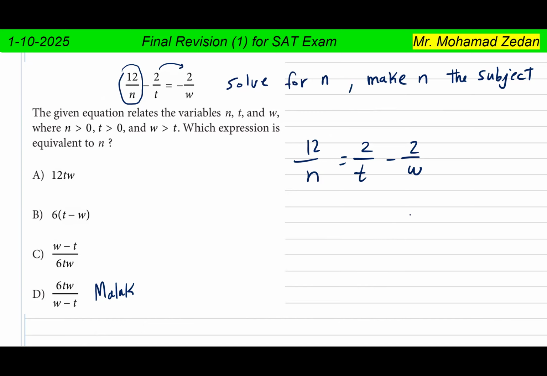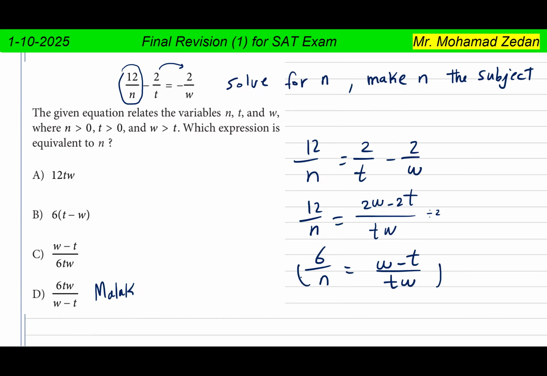And simply we can subtract by multiplying denominators and writing 2w minus 2t. Yes? And this equation now can be simplified because all is divisible by 2. So 6 over n now is equal to w minus t over tw, and just to flip it, you will get the value of n. So n over 6 now is tw over w minus t, and finally multiplied by 6, you get, thank you, Malak, your answer is correct. So the n now is 6wt over w minus t, this value.